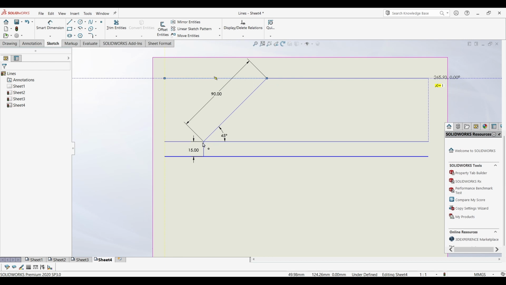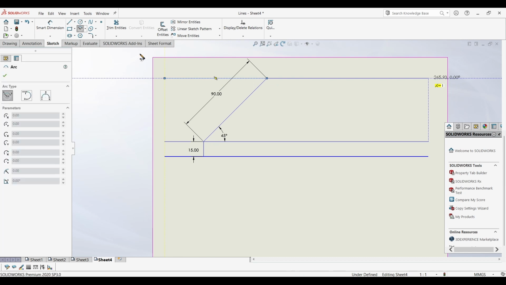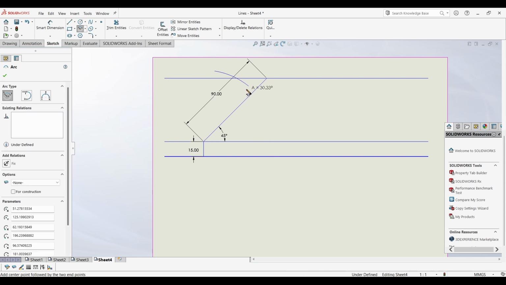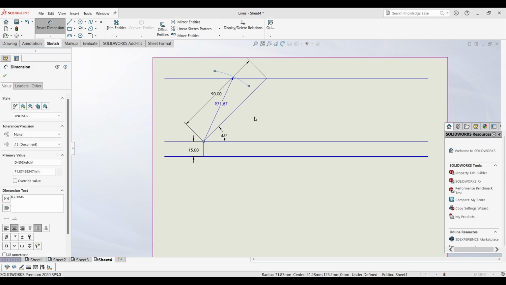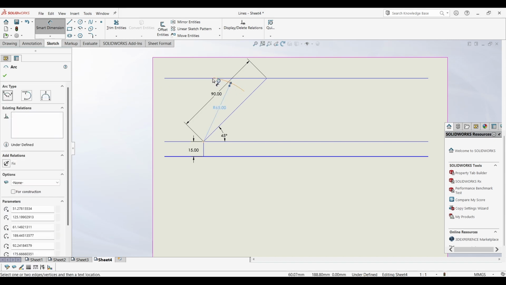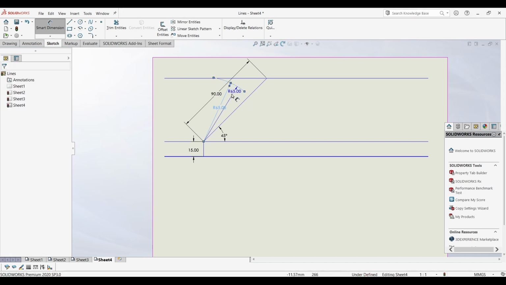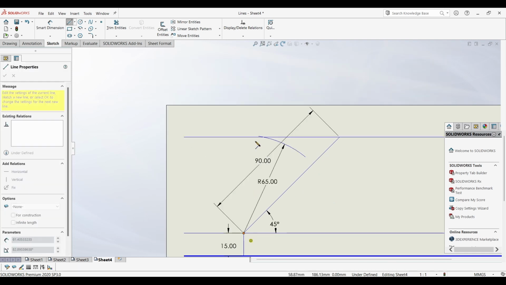From here, we need to cut an arc again. We cut an arc, and the radius is 65 mm. Let me zoom in a bit. So it is cutting the arc here, and I will draw a line from here to this point.